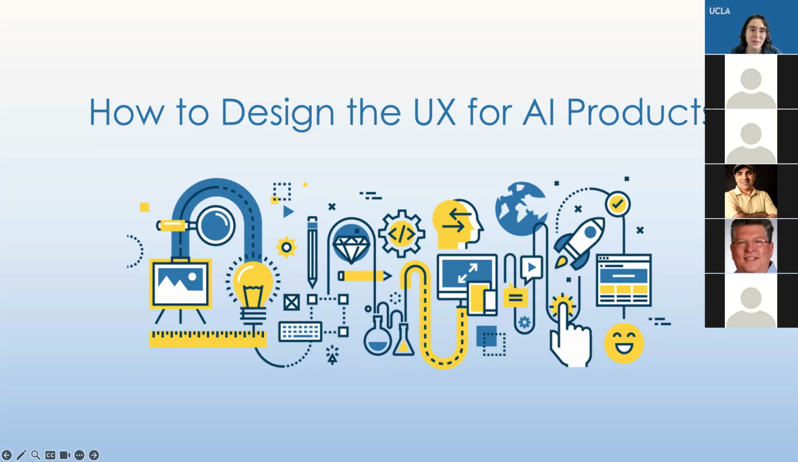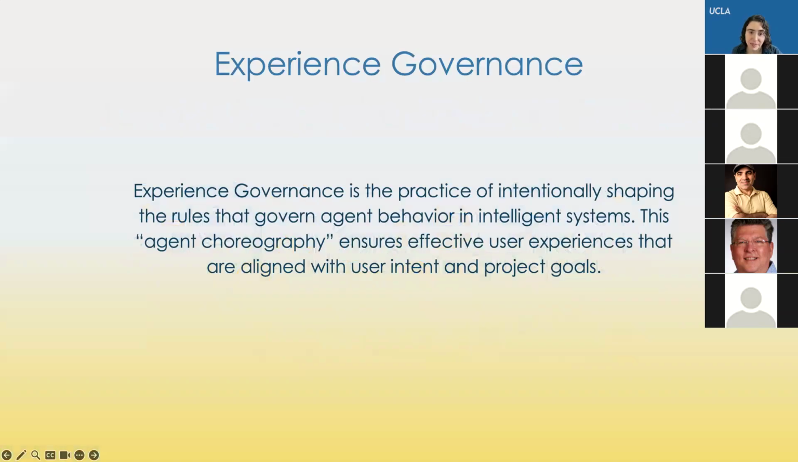So, how to design the UX for AI products. This can be done through experience governance. And experience governance is the practice of intentionally shaping the rules that govern agent behavior in intelligent systems. So, designers are creating a choreography of the agents that can ensure effective user experiences that align both with the user intent as well as with the project goals.